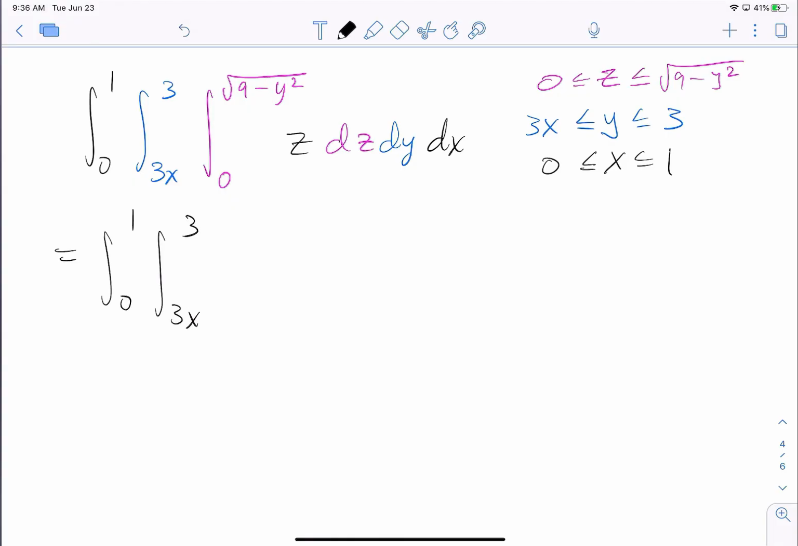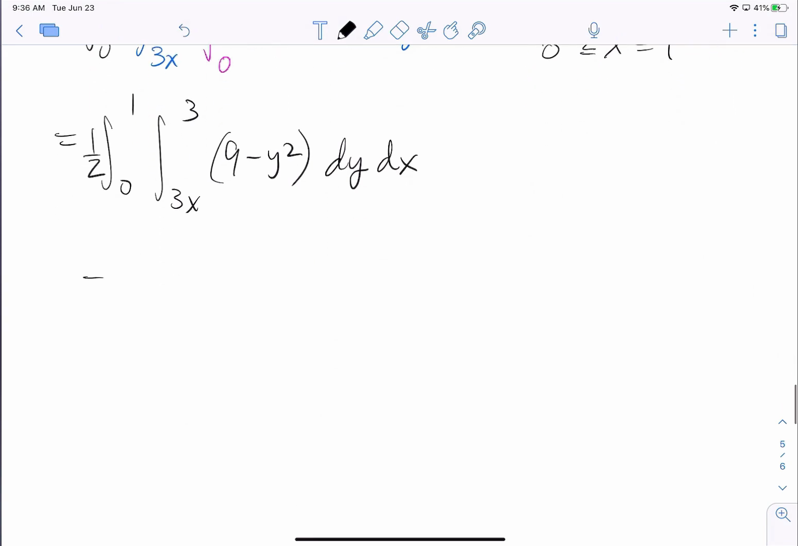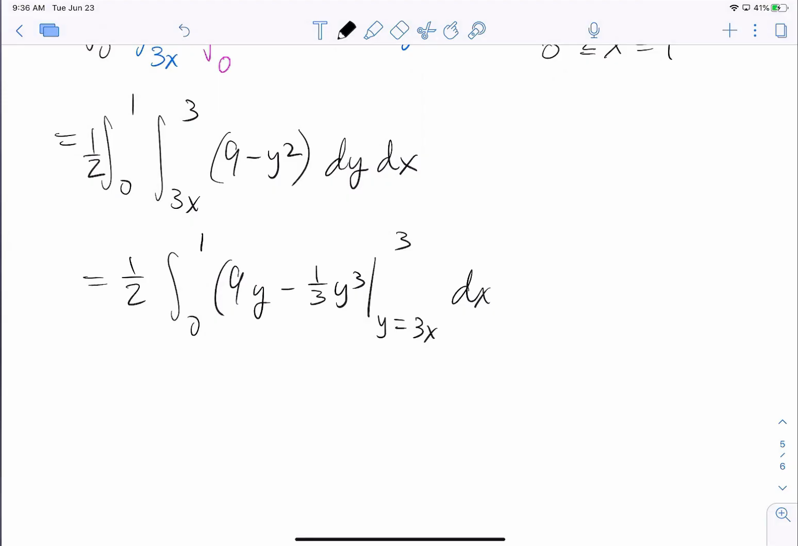We're going to end up with a 1/2 z squared when we integrate with respect to z. Evaluating at the upper limit is going to give us 9 minus y squared. Don't forget the 1/2. Evaluating at the lower limit for z is going to give us 0. So now we have 1/2 times the integral from 0 to 1 of the integral from 3x to 3 of 9 minus y squared dy dx. Integrating with respect to y is going to give us the integral from 0 to 1 of 9y minus 1/3 y cubed, and that's going to be evaluated as y goes from 3x to 3 dx.